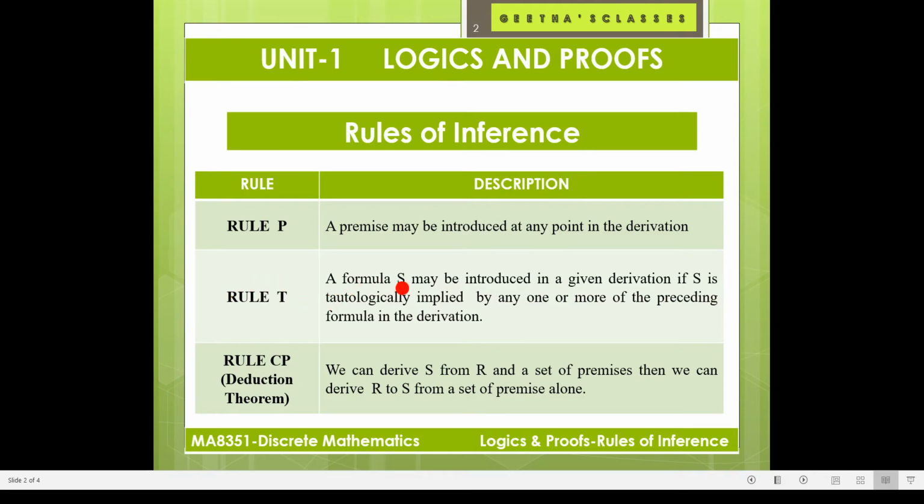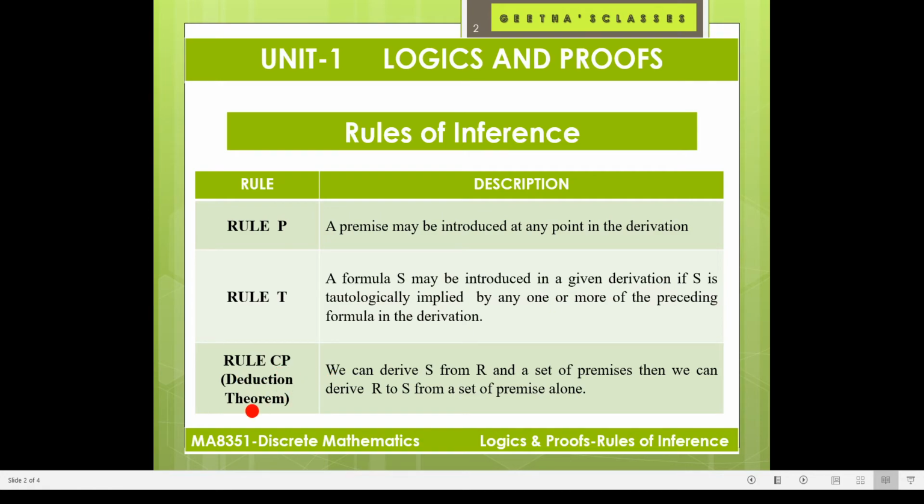A formula S may be introduced in a given derivation if S is tautologically implied by any one or more of the preceding formulas in the derivation. So you can combine one formula with another formula. So we can combine two formulas by using rule T. The next rule is rule CP.